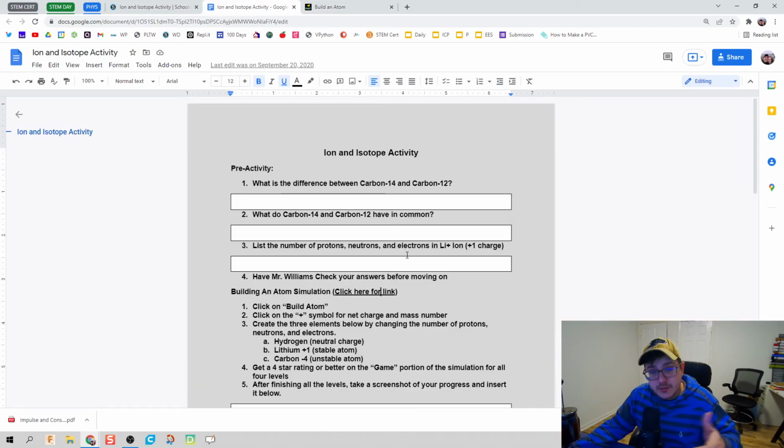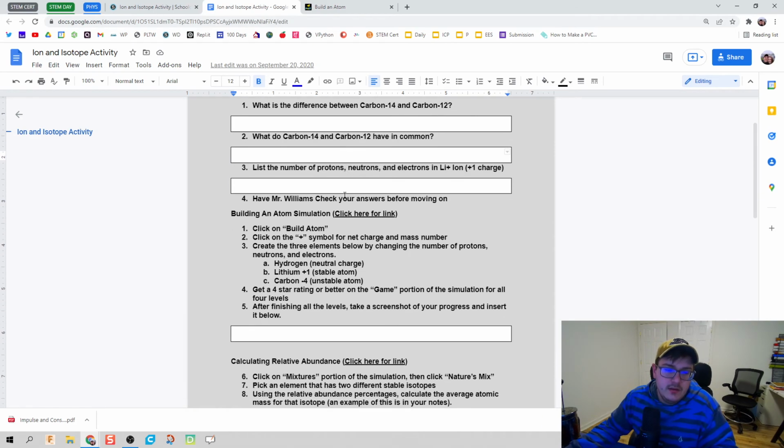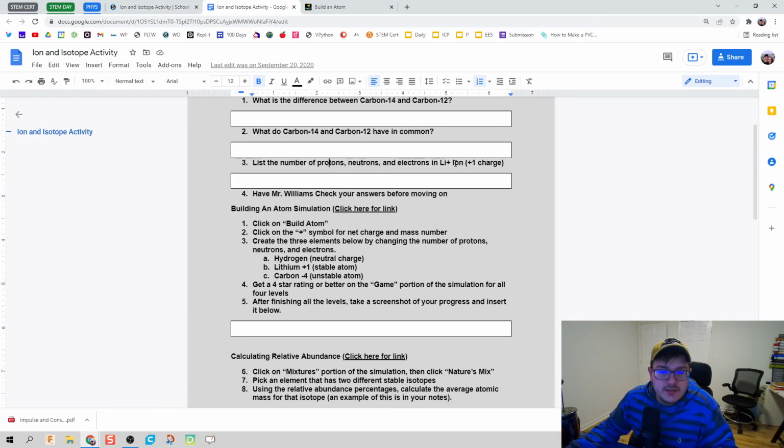Okay, here's what I want you to do. We now should know the difference between carbon-14 and carbon-12. Those are atomic masses. So carbon-14 and carbon-12, they're both going to have 6 protons, but a different number of neutrons. Tell me what those numbers are. Okay. What do carbon-14 and carbon-12 have in common? Well, what I kind of hinted already is that they would both have the same number of protons because carbon is always going to have 6 protons. And list the number of protons, neutrons, electrons for the lithium plus ion. It's got a +1 charge. So if you follow along the video, you should be able to figure that out with me.